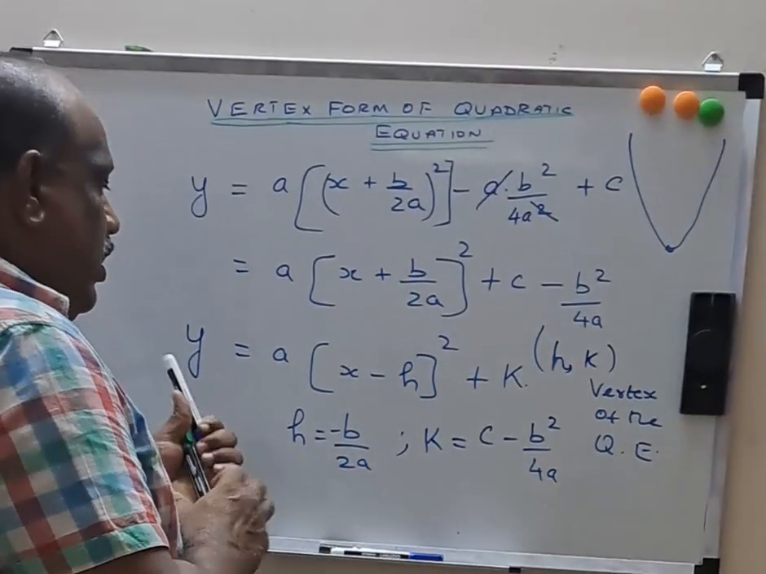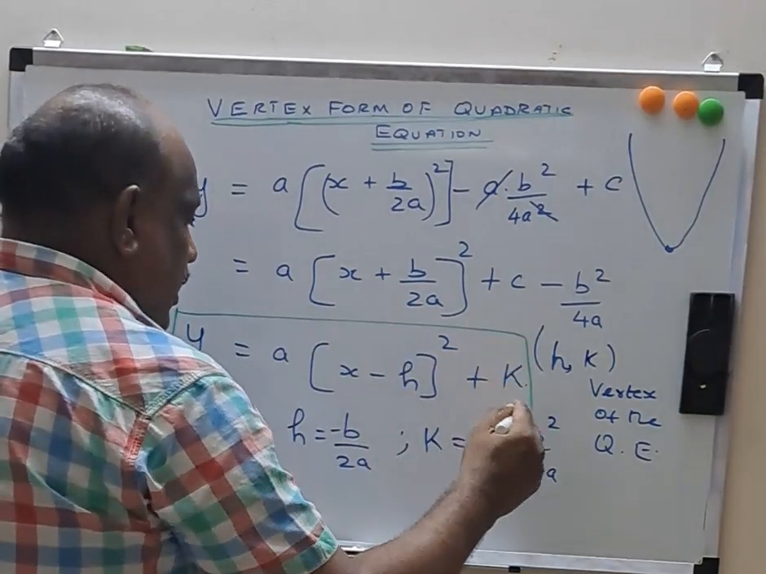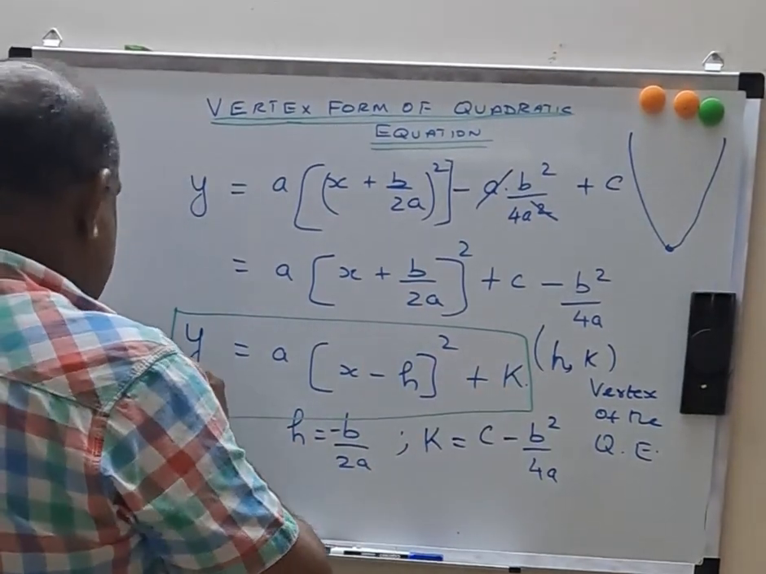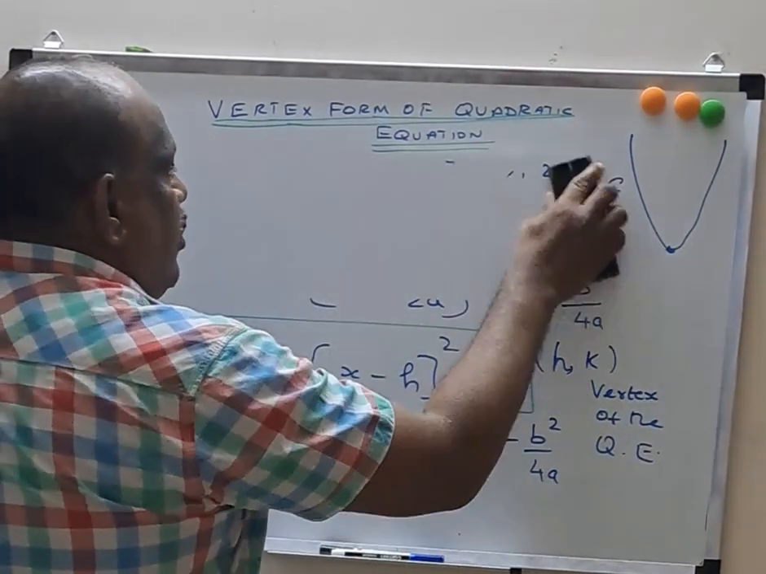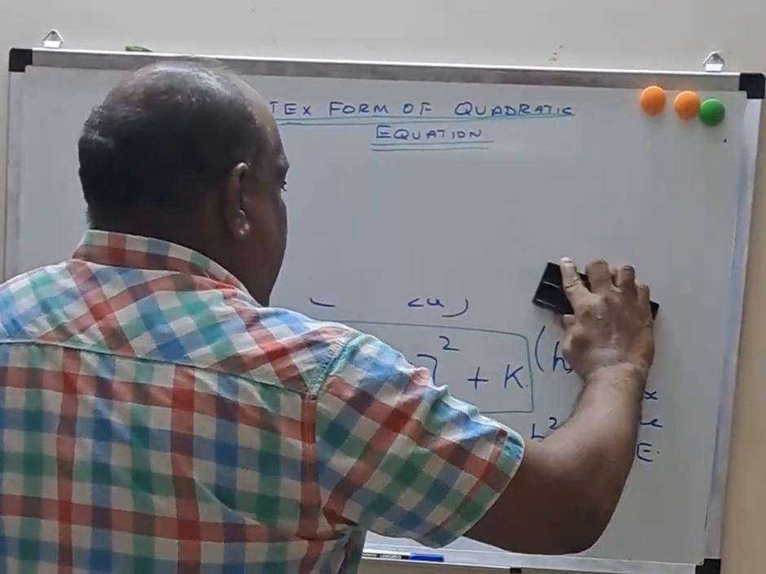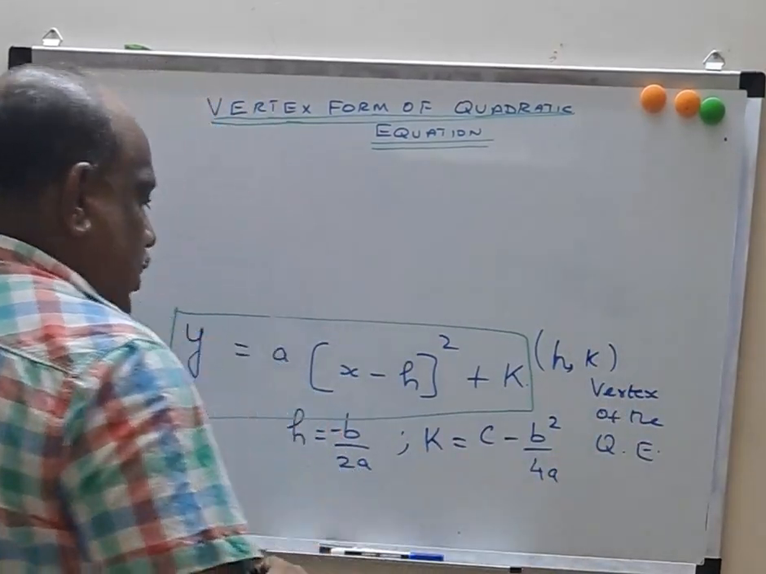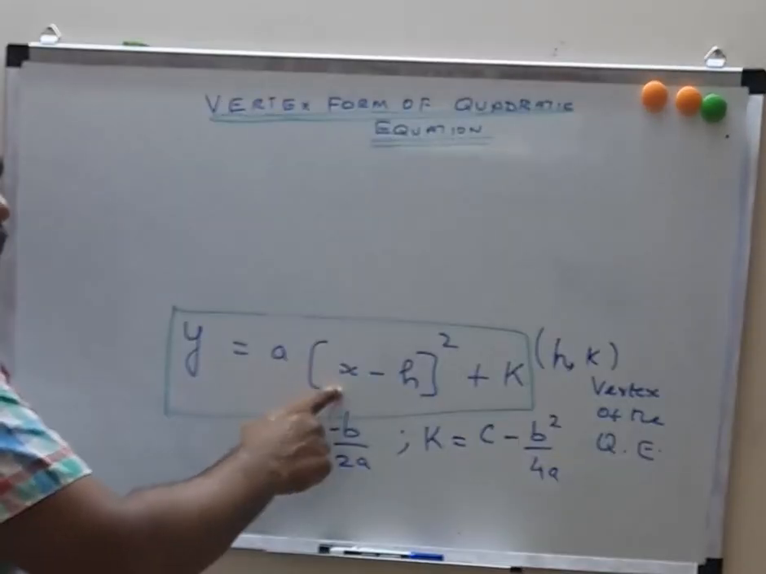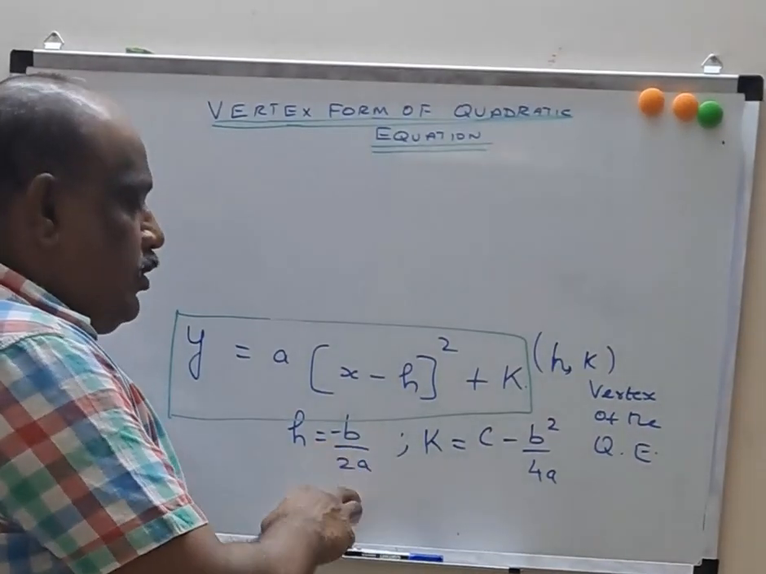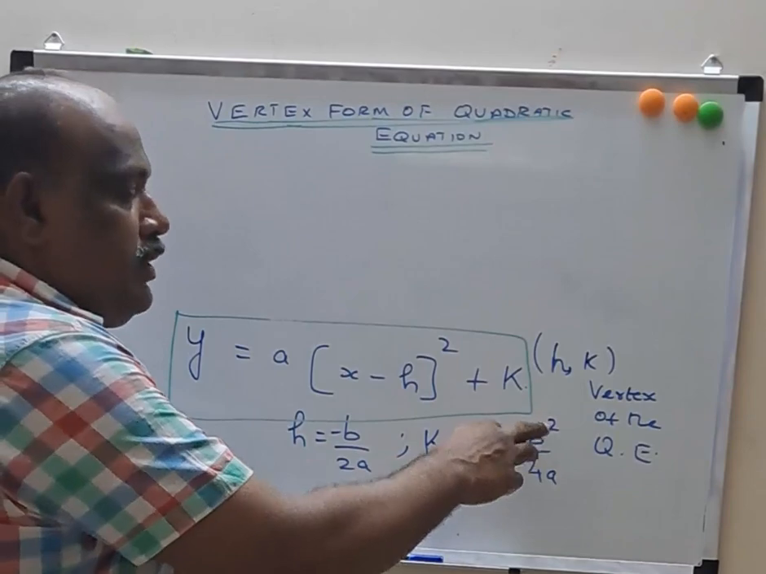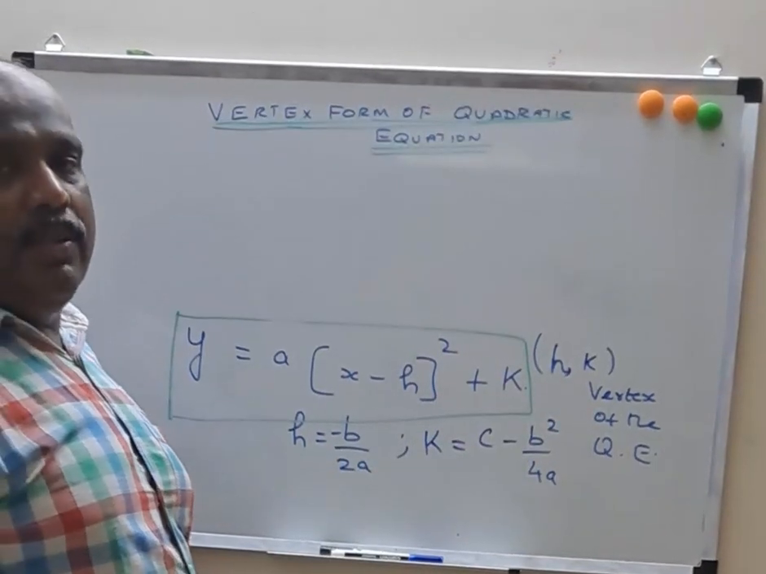So what is the form we got finally? The form which we got finally for the vertex form of the quadratic equation is this one. I will erase the other things. Simple derivation, but it will give you a lot of ideas and knowledge. So you can see y equal to a of x minus h whole square plus k, where h is nothing but minus b by 2a and k equal to c minus b square by 4a, and h comma k is known as the vertex of the quadratic equation.